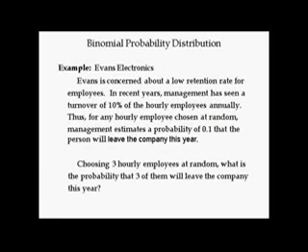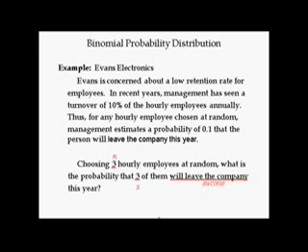Evans Electronics is concerned about low retention rate of employees. In recent years, management has seen a turnover of 10% of hourly employees. Thus, for any hourly employee chosen at random, management estimates a probability of 0.1 that the person will leave the company this year. Choosing 3 employees at random, this is the number of trials. What is the probability that 3 of them, the number of successes is the number that follows the phrase, what is the probability? Will leave the company this year.